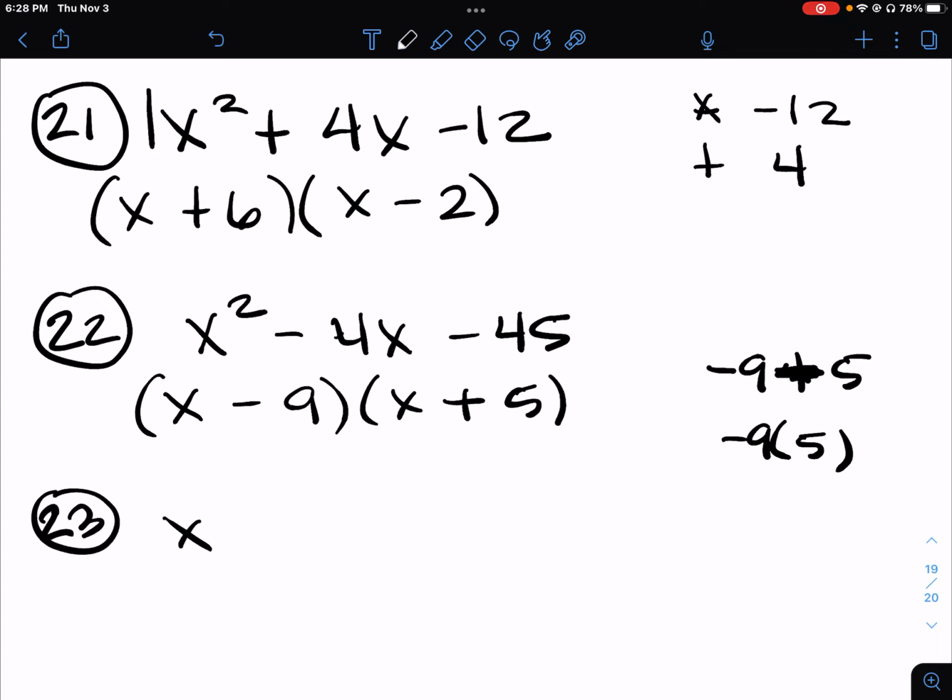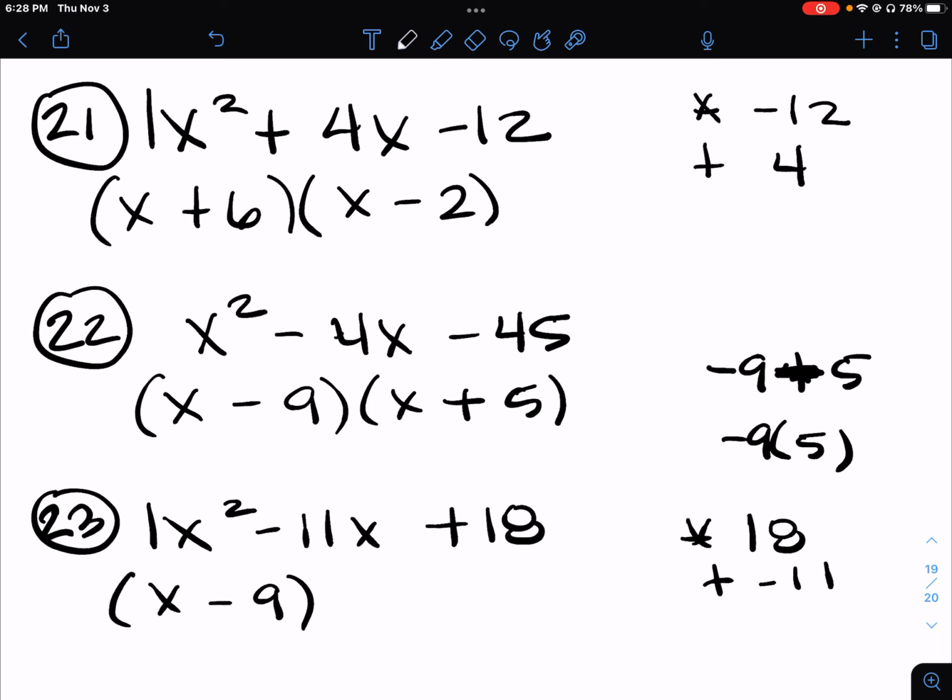Okay, 23, x squared minus 11x plus 18. Still a trinomial with a 1. We want to multiply to 18 and add to negative 11. So that would be minus 9 minus 2 would add to negative 11, and negative 9 times negative 2 is positive 18.